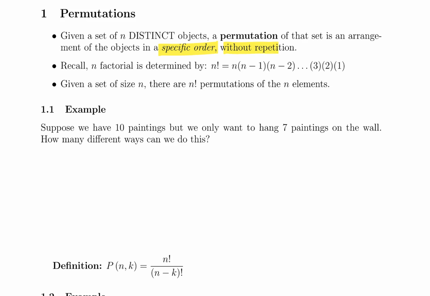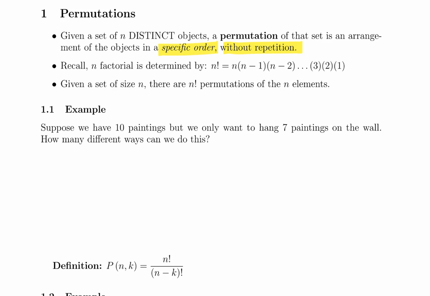Also, we can't have any repetition. We will ultimately be able to count things that have repetition, but for now when we say a permutation, we're talking about organizing distinct objects, so that means there's no repetition, and we're organizing them in a specific order. So let's take a look at this example that we have right here.